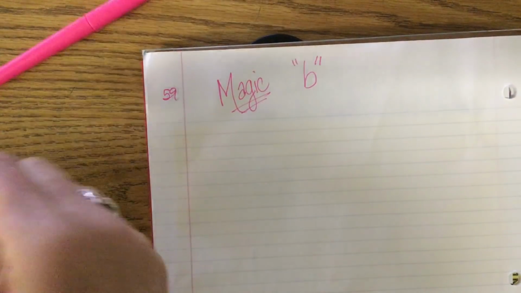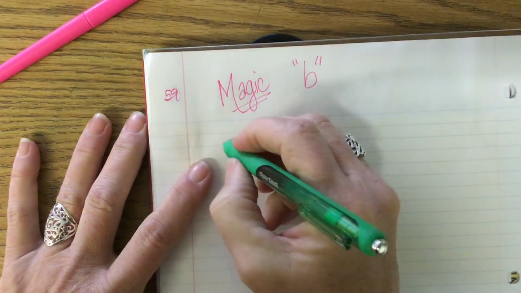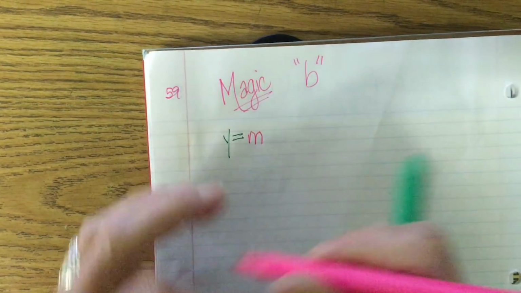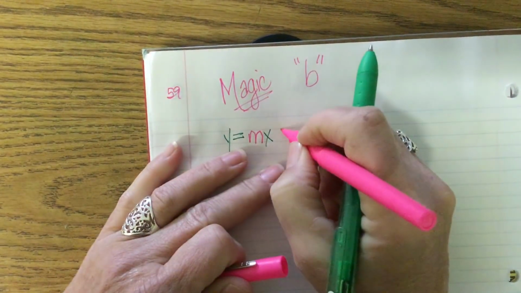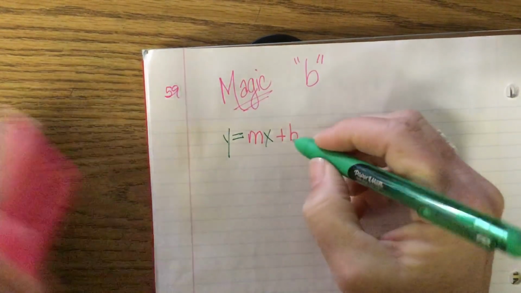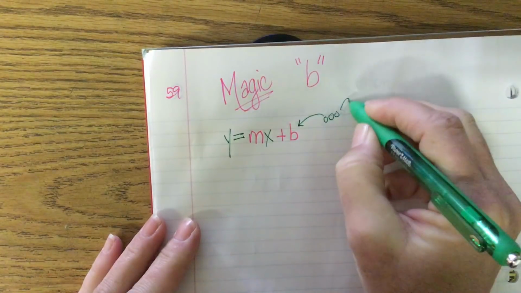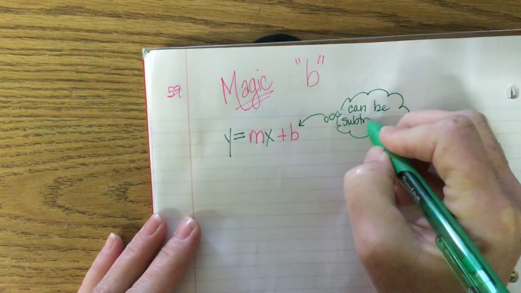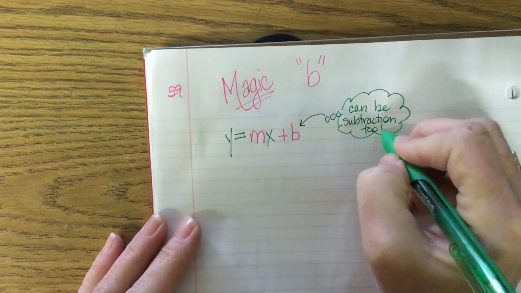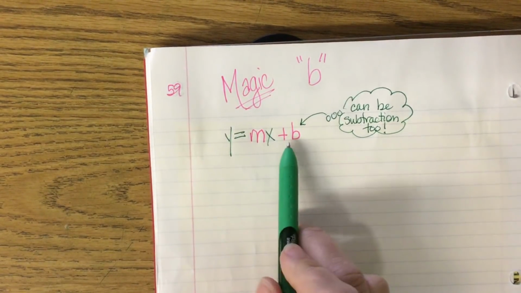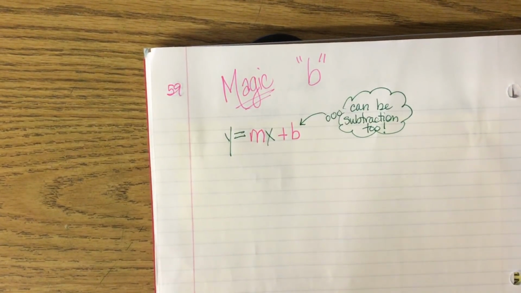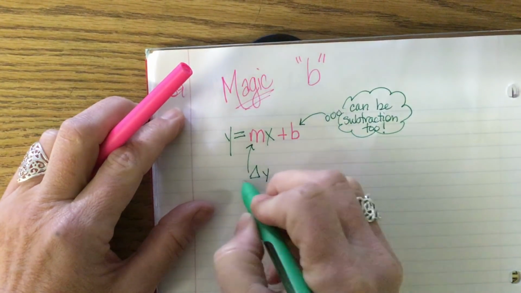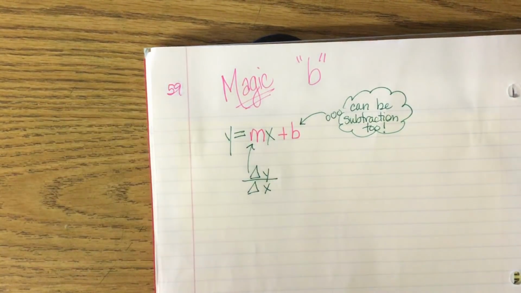Remember that you are also given this. The y-intercept formula is y is equal to mx plus b. Now remember that this b can be subtraction too. In other words, that's where it crosses the y-axis below the origin. Now remember that m is your change in y divided by change in x.